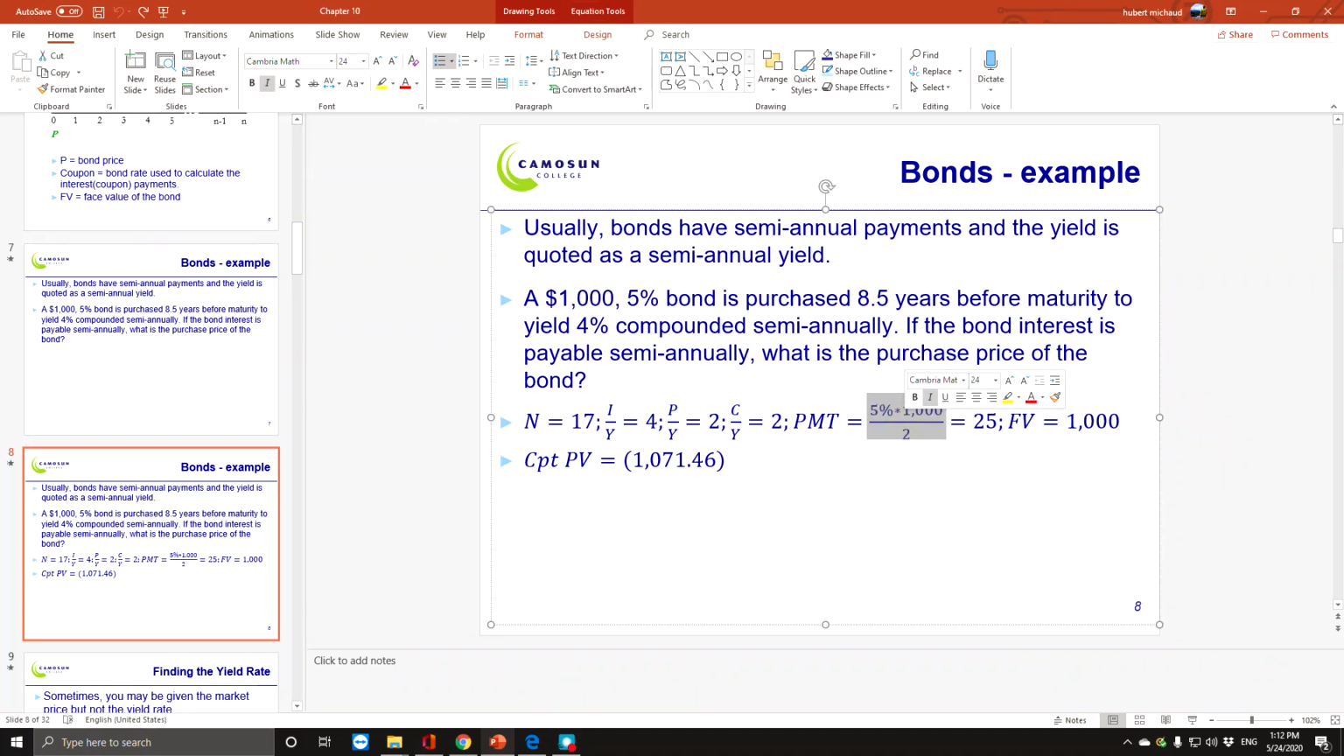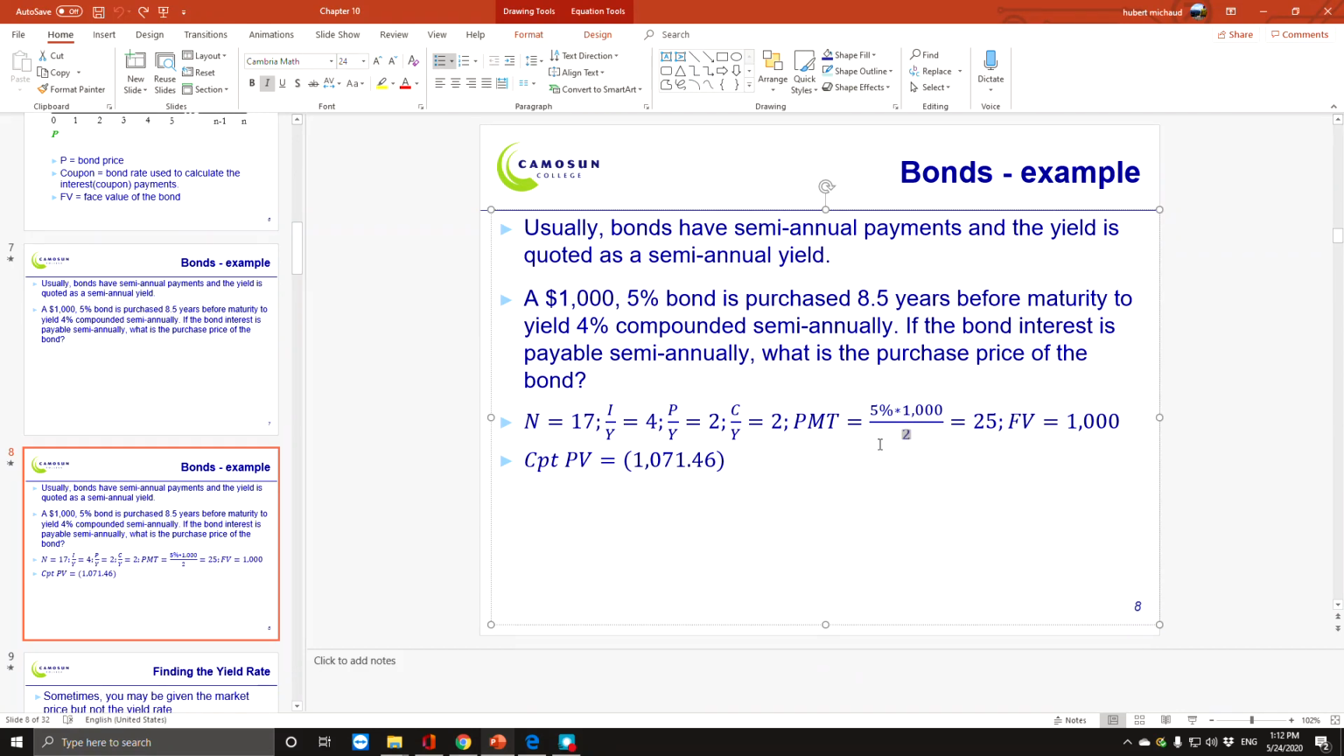Most bonds in the real world, like 95% of the bonds in the real world, have semi-annual payments. So usually when I make a question, I use semi-annual bonds. Again, if I forget to specify it, just assume it's semi-annual. If the payments were not semi-annual, if they were monthly, this would be divided by 12 here. This number would be a 12, not a 2.